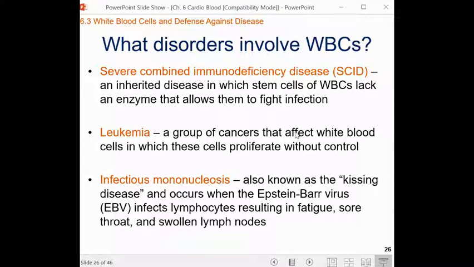Leukemia is a type of cancer, but it's specific to white blood cells. Basically, cancer is when you have blood cells growing out of control and unchecked. In leukemia, it's specifically the white blood cells that are growing unchecked.